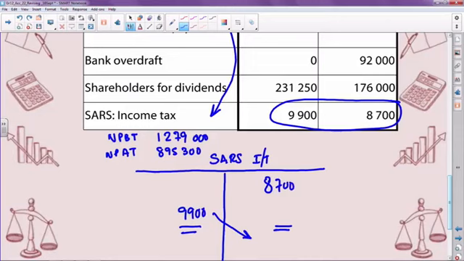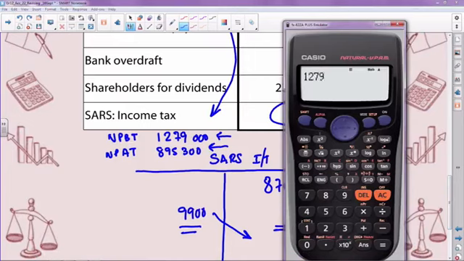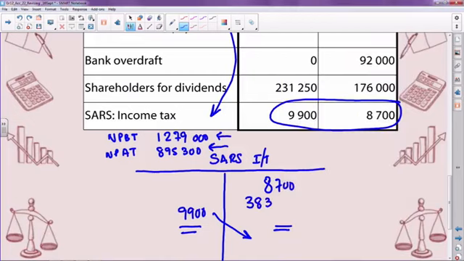Okay, what do I now need? I now need my income tax for the year. What was my taxation for the year? It's not given to me directly, but I have my net profit before tax and I have my net profit after tax. Surely the difference between the two is my income tax. That's right. Okay, so what do I do? This is what I do. I say 1,279,000 minus 895,300, and this will give me my income tax figure of 383,700. Okay, watch. 383,700. So what have I done? I've slotted in my opening balance, I've slotted in my closing balance, I've slotted my income tax, and now I can calculate the amount of taxation paid.